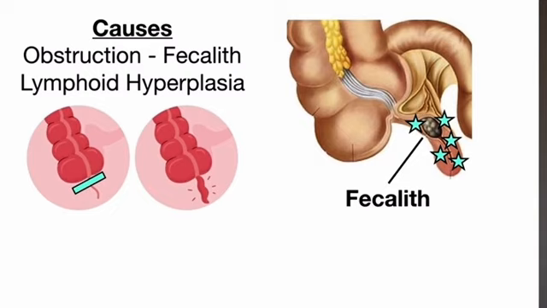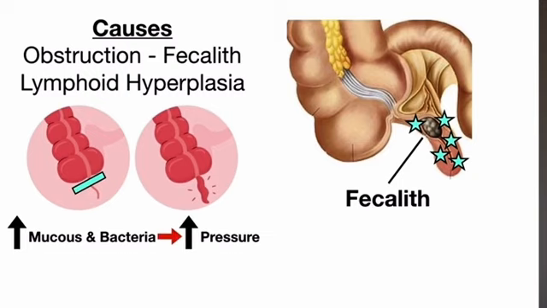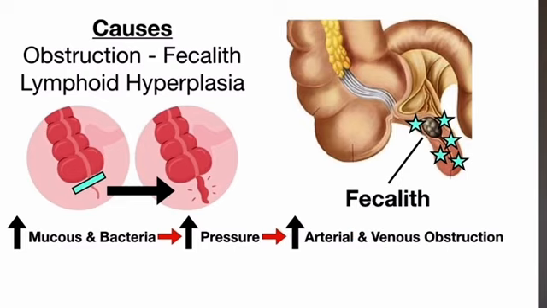Now what happens after an obstruction is present? Well, you're going to have increased mucus and bacteria within the appendix. The bacteria are going to multiply and that mucus is going to build up, and they have nowhere to go because they're blocked. And this is going to increase the pressure within the appendix. The increased pressure is going to make the appendix angry and lead to inflammation. The increased inflammation will compromise blood flow to and from the appendix. We're going to have decreased arterial blood flow to the appendix and increased venous congestion leaving the appendix, and this is going to lead to ischemia.